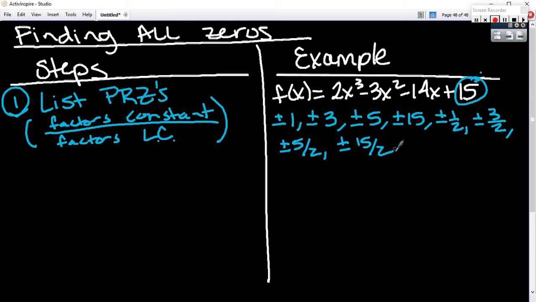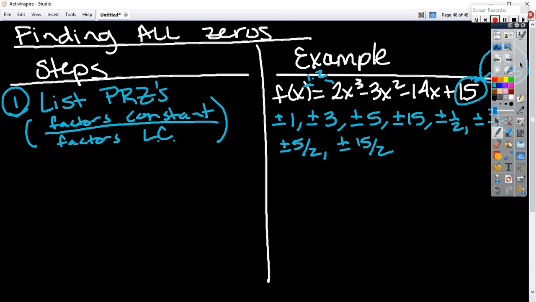All right, Lexi, where did I lose you? All right, so we take all the factors of 15: 1, 3, 5, and 15, right? What are the factors of 2? 1 and 2. Okay, so we take all of these numbers and we first divide them by 1. I'm sorry. Then we take them all and divide them by 2. All right.